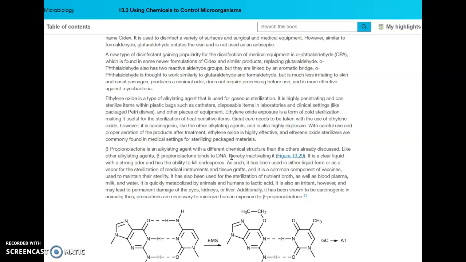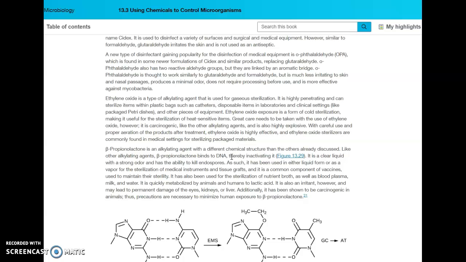Ethylene oxide is a gas, and it can be used for gaseous sterilization. It's very highly penetrating. It can actually make its way through plastic bags. It can be used to sterilize pieces of medical equipment and other equipment. However, it is carcinogenic. It's also explosive. So it has to be used in a very controlled manner.